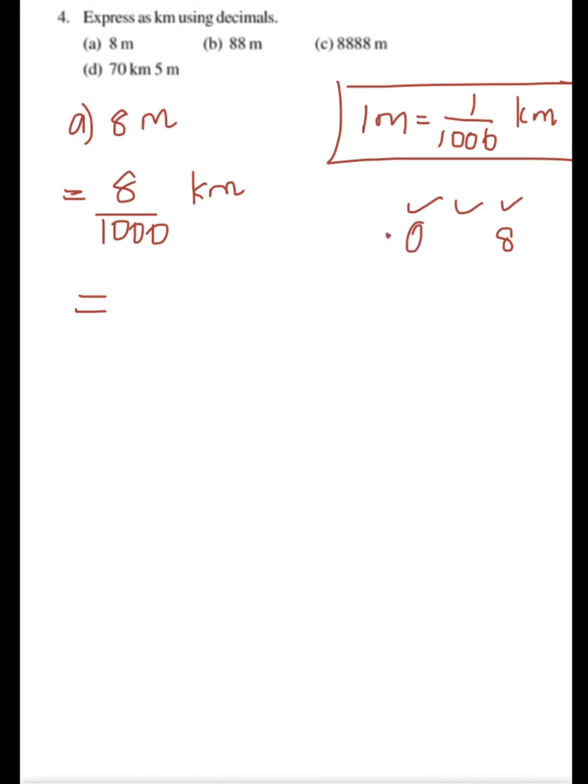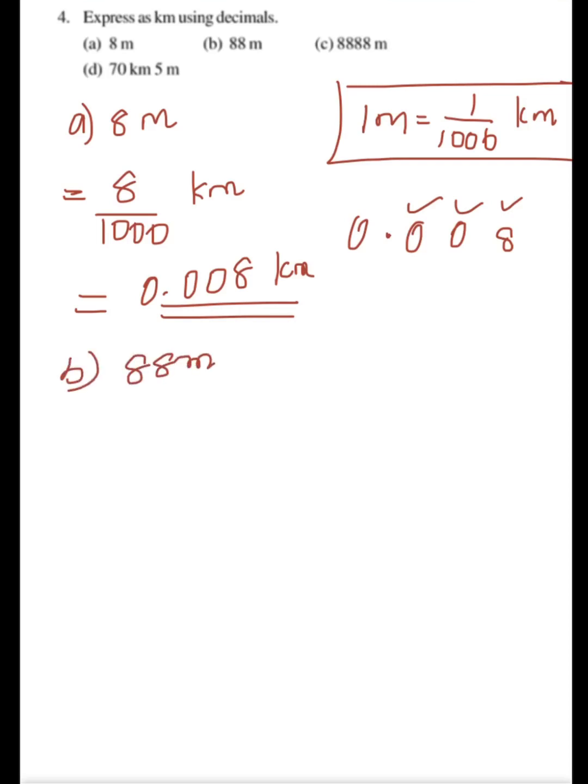So here you can put 0, here you can put 0, here also 0. So our answer will be 0.008 kilometer. Okay, this is what our answer is. Now let's see B, which is 88 meter.